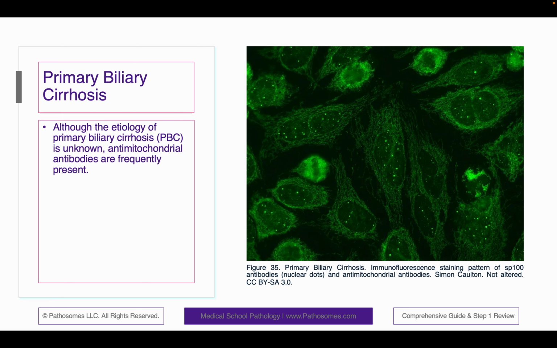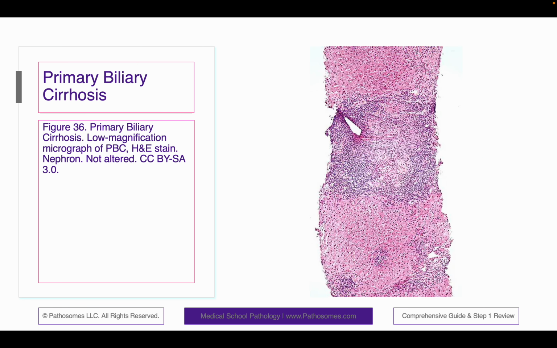Although the etiology of primary biliary cirrhosis is unknown, anti-mitochondrial antibodies are frequently present. And we can see that on this imaging here with the immunofluorescence staining pattern of SP100 antibodies, those nuclear dots, as well as anti-mitochondrial antibodies. And here we have a needle core biopsy from a patient with primary biliary cirrhosis. Note the inflammatory infiltrate.